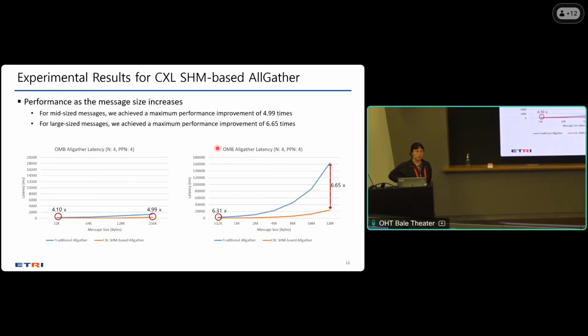And this graph shows the performance as the message size increases. For the mid-sized messages, we achieved a maximum performance improvement of about 5 times. And for large-sized messages, we achieved a maximum performance improvement of about 6.6 times.